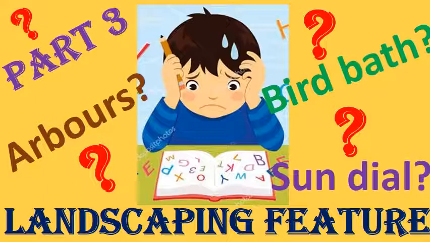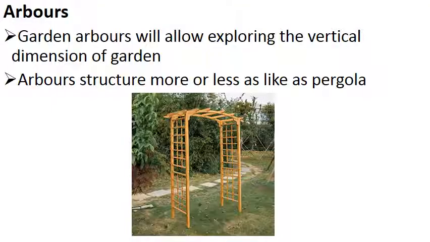Now coming to part 3. Here we discuss different confusing terms like arbors, birdbaths, and sundials, which are the most important features in the landscaping and gardening component. Okay, then let's start. Arbors are more or less the same as a pergola.